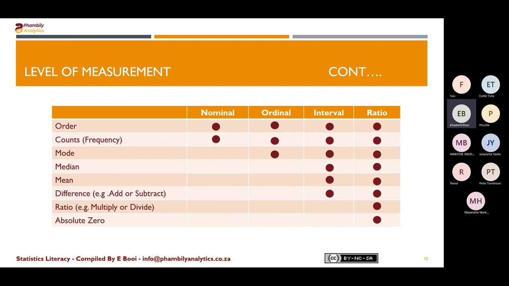The difference, can you add and subtract? Yes, you can add and subtract. Can you do a ratio? You cannot do a ratio of a negative number. So always remember that interval values will not have a ratio. Do they have an absolute value of zero? Remember that. Ratio will have an absolute value of zero, whereas interval also can go into a negative, right?